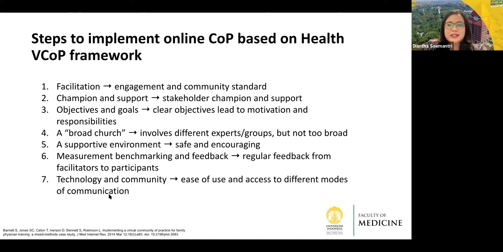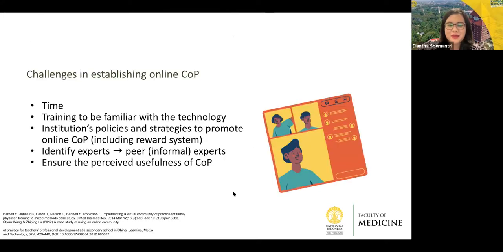And of course, the seventh step is very important: technology and community, the ease of use and access to different modes of communication. So for example, if we want to create an online HPE COP in our country, what will be the mode of communication that we're going to use? For example, we decided to use a WhatsApp group. How reliable is the WhatsApp group? How can we maintain the WhatsApp group to be safe, to be enjoyable for everyone to share their opinion? So that would be one thing that we need to think about. And if we use another mode, for example, who's going to maintain the information? Who's going to make sure that the technology is still on for us to contribute something?